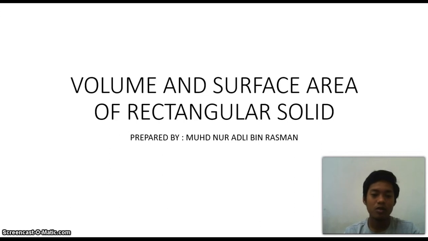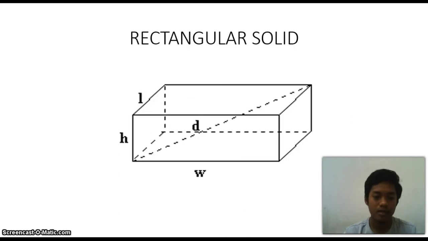I will represent how to calculate the volume and surface area of a rectangular solid. This is the shape of the rectangular solid. L means length, H means height, and W means width of the rectangular solid.